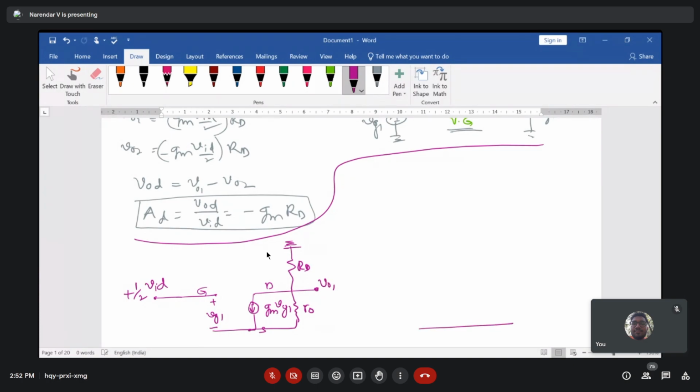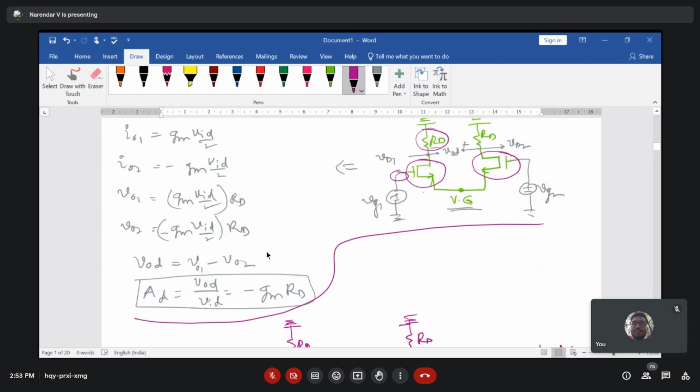Similarly, if I write it here, let me consider this is my gate terminal, and this is the source, with positive and negative VG2. Because of that, there is a current in your circuitry which is GM times VG2, and here the input we are applying is minus half VID, because there is a 180 degree shift in the signal. Correspondingly here we have the R0 value, and then the RD resistor, which is connected to ground. And definitely here we have V02.